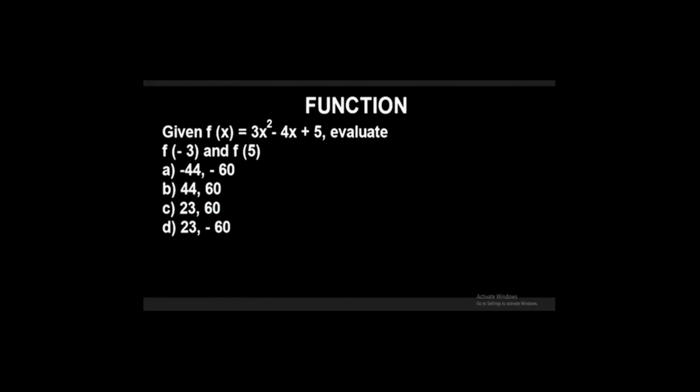Then let's check the value of x at 5. Second calc, the value. So 5. Now press enter. 60. So when x is negative 3, our y is 44, and when x is 5, our y is 60. So the correct option is option B. It's as simple as that.